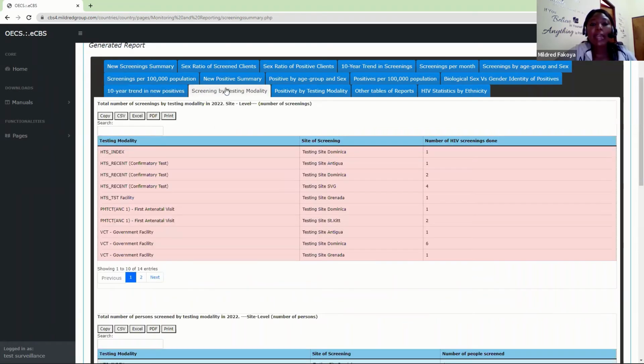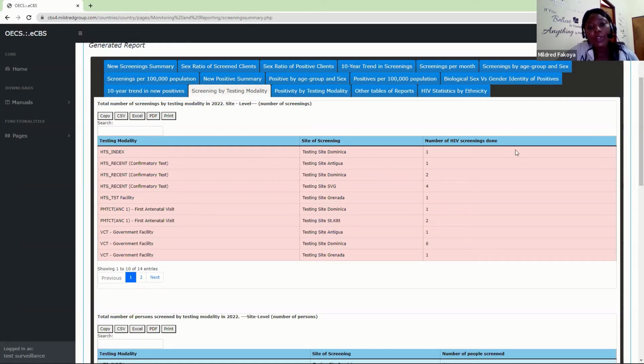Then it gives you screenings by testing modality, which is a new reporting indicator. And they have a definition of test modalities that the countries will define themselves and make sure you can match them with the UNAIDS definitions of test modalities. And then during the screenings, when the user selects the modality of testing, it automatically calculates the number of screenings for each of the modalities. This does this calculation at the site level and at the national level.